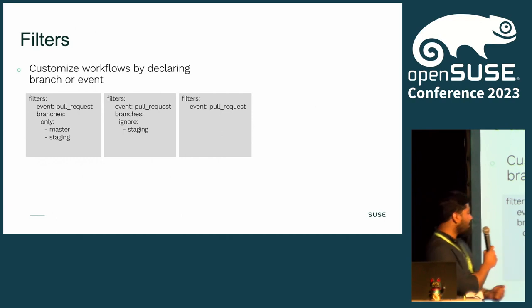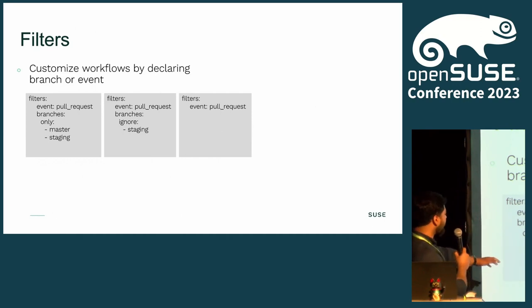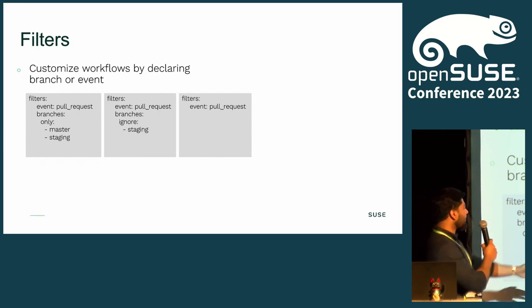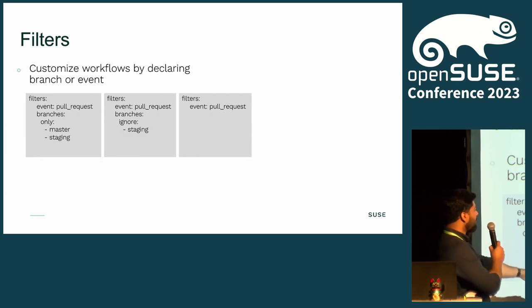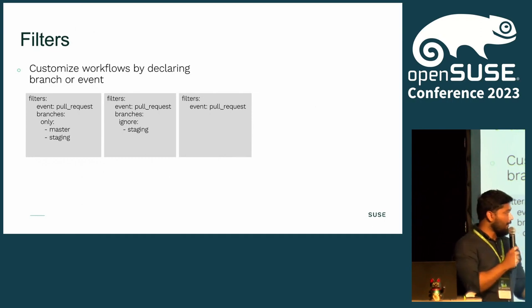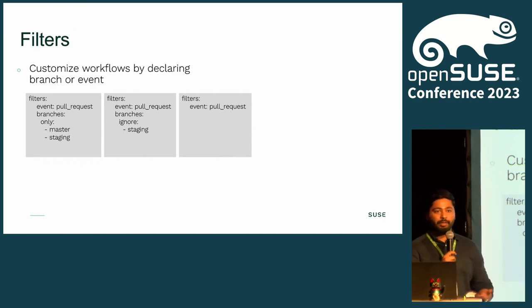In the first example, we are telling it to only consider the workflow for these two branches, master and staging. And in the second example, we are telling it to ignore staging, but run the workflow for any branch except staging. And then in the last example, we can see run the workflow when the event is pull request, because event can be multiple events, a commit, a pull request, or anything.